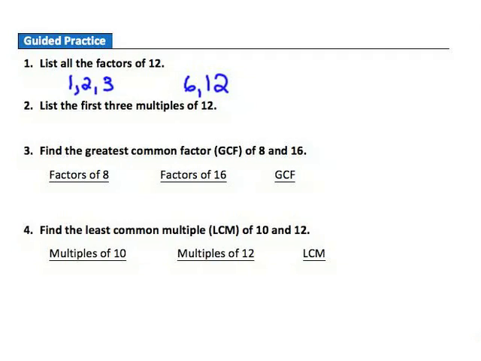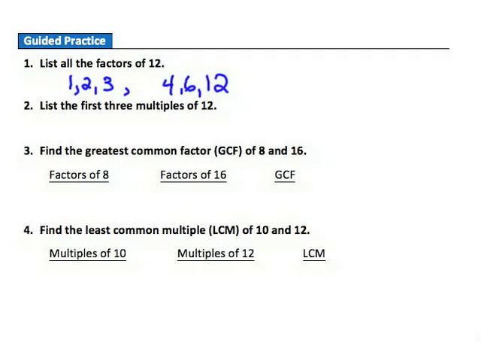3 goes into 12. Well, 3 times what? 3 times 4 goes into 12. And now you can see that 3 and 4, we've met in the middle, so there are all my factors of 12. 1, 2, 3, 4, 6, and 12.